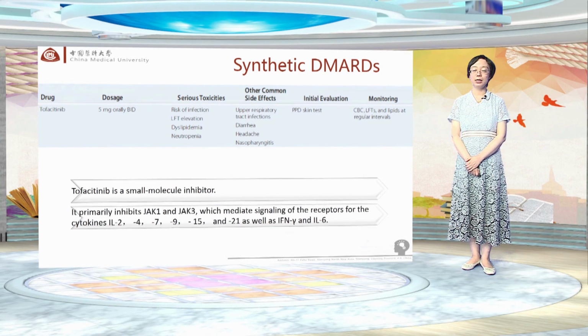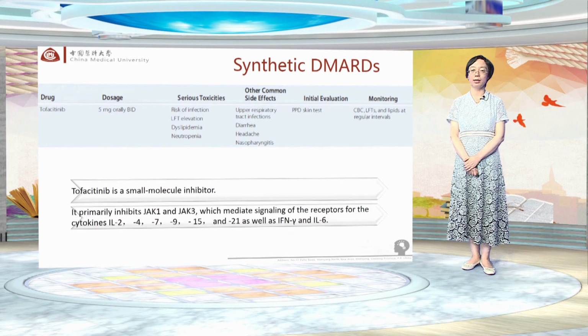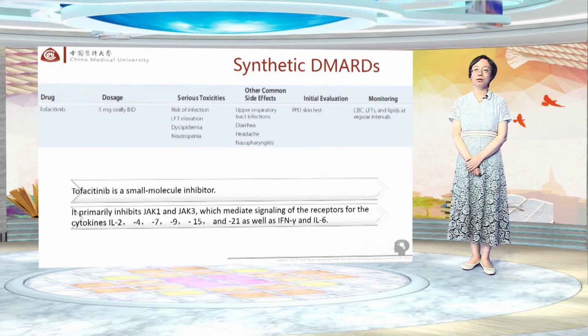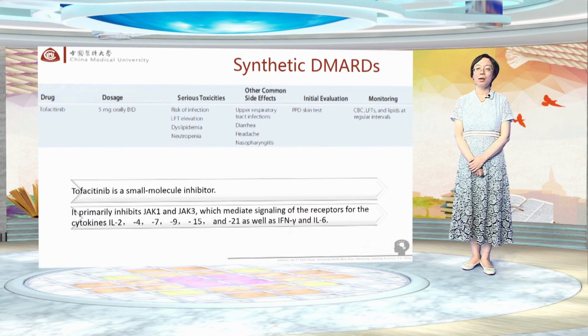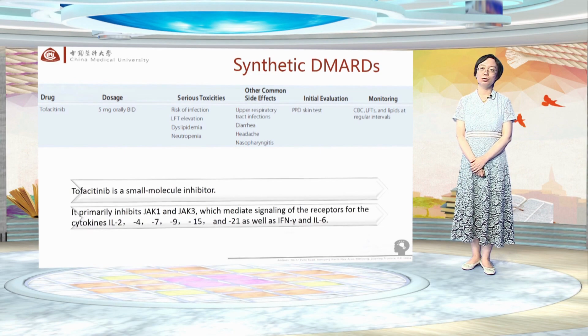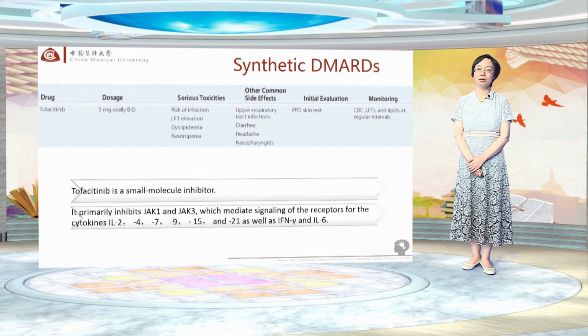It has been shown in randomized placebo-controlled clinical trials to improve the signs and symptoms of RA significantly. Tofacitinib can be used as monotherapy or in combination with MTX. Major adverse events include liver injury, neutropenia, increased cholesterol levels, and elevation in serum creatinine. It is also associated with an increased risk of infections.